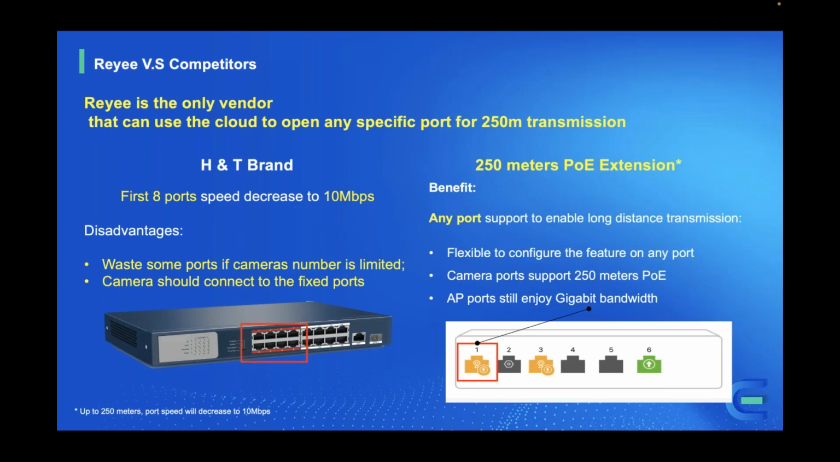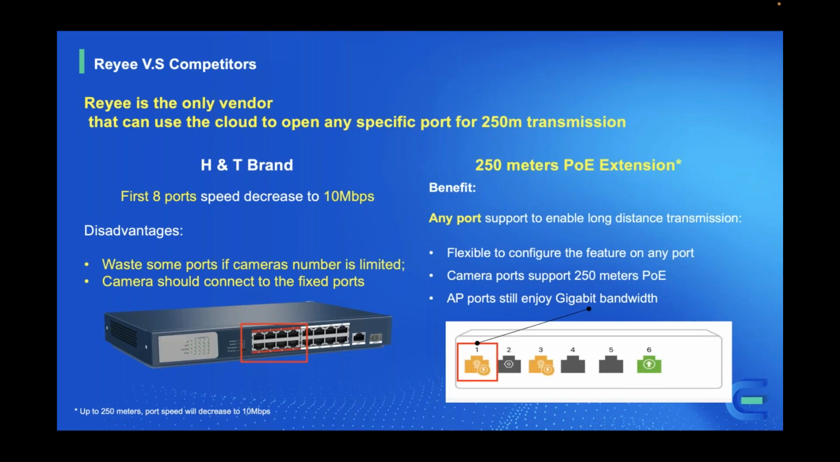For now, the common solutions are like Hikvision or TP-Link. They have fixed ports that allow you to do long distance transmission. Like here on the Hikvision switches, the first 8 ports are long transmission ports, but the speed of these 8 ports is down to 10 megabits per second. So that might waste ports if you only have 1 or 2 cameras that need the long distance, right?